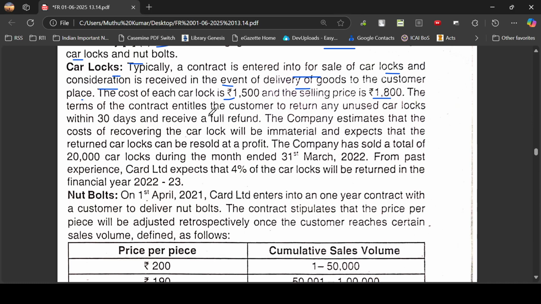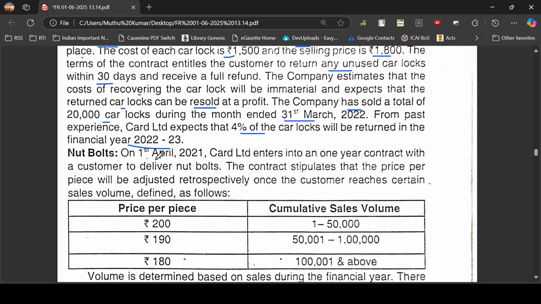The terms of the contract entitle the customer to return any unused car locks within 30 days and receive a full refund. The company estimates that the cost of recovering the car locks will be immaterial and expects that the returned car locks can be resold at a profit. The company sold a total of 20,000 car locks during the month ending 31st March 22. From past experience, Car Limited expects 4% of the car locks will be returned in financial year 2023.